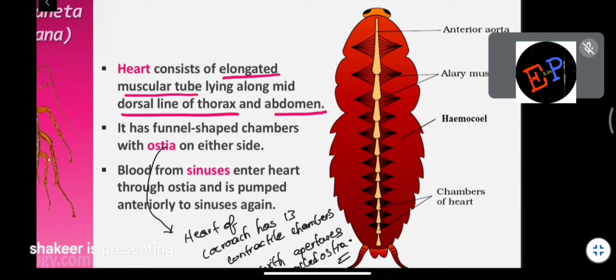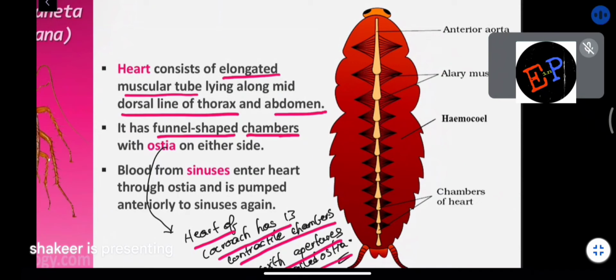So it has funnel shaped chambers with ostia on either side. So what kind of chambers does this heart have? We have chambers, two auricles and two ventricles. Similarly, the cockroach also has chambers, but what is the shape of the chambers? Funnel shaped chambers with ostia on either side. Ostia means small holes, small openings, small porous apertures. They are called ostia. So the heart of the cockroach has 13 contractile chambers with apertures called ostia.